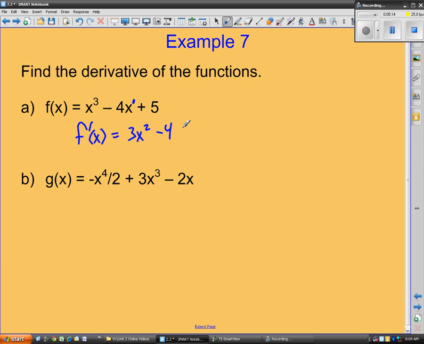And then when I reduce the power of x by 1, it becomes x to the 0, which just gives me another 1. So it's really negative 4 times 1, which is just negative 4. And then our constant of 5, remember when we take the derivative of a constant, is 0. So the derivative that I get for these functions is 3x squared minus 4. So just like before when we were doing single terms, now we can do it with polynomials, and we can just go through step by step by step.